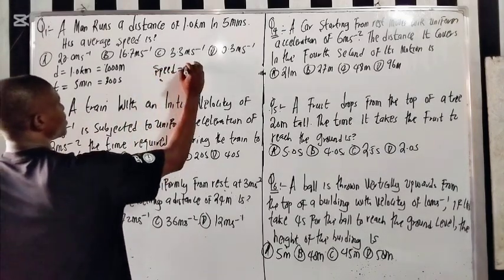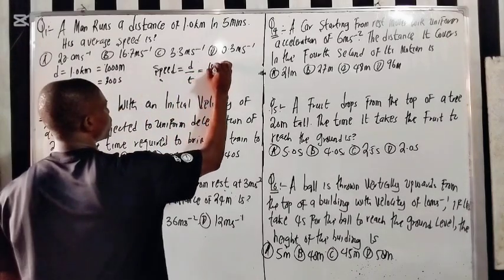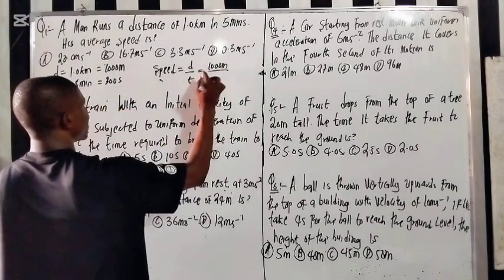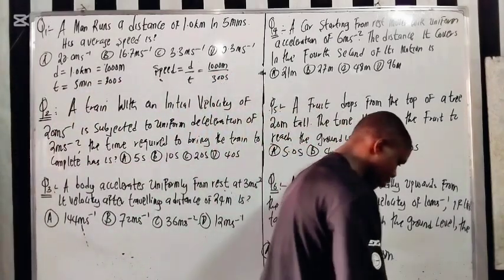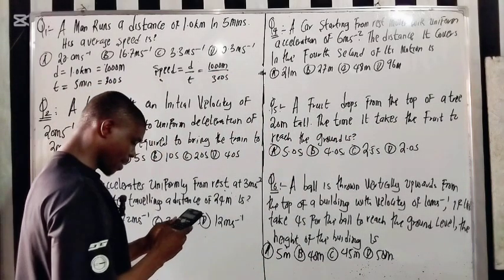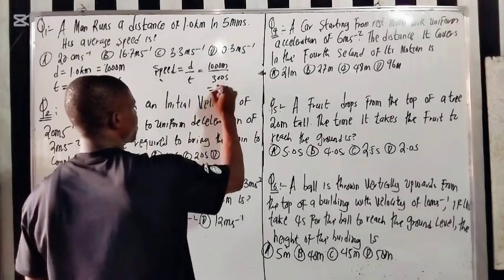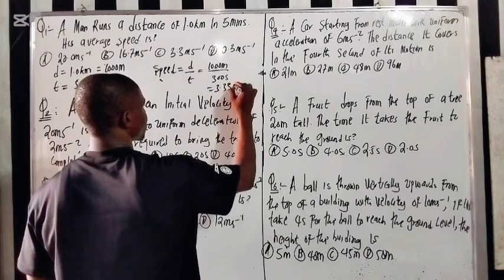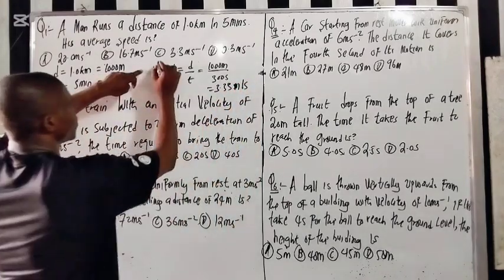Speed equals distance over time, right? My distance is 1000 meters over my time, which is 300 seconds. So let's divide: 1000 divided by 300. Here we have 3.33. So the answer is 3.33 meters per second. What's the option here? The option here is C.